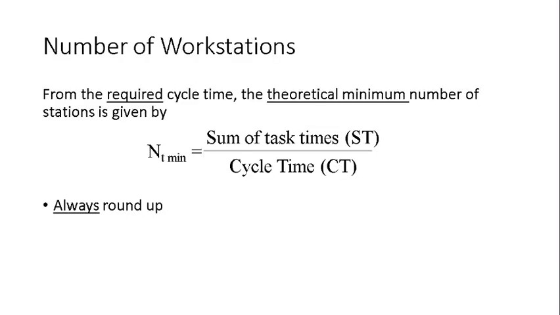Given the cycle time, we can find the minimum theoretical number of stations by using this fraction. If we divide the sum of the task times, which we already know, by the cycle time, we get the number of workstations that theoretically solve our problem. Always, as soon as we find a decimal number, we round up. We said that we're talking about theoretical, not actual, because in practice we have some constraints that might lead us to a larger number of workstations.